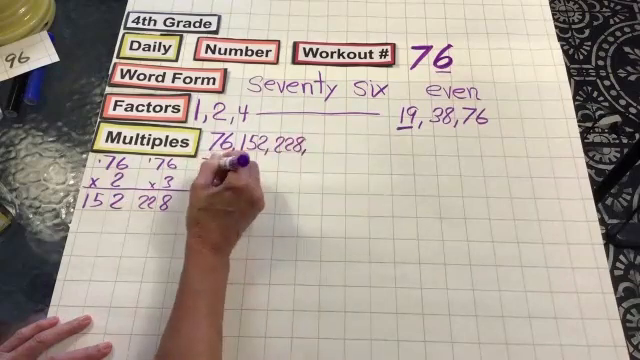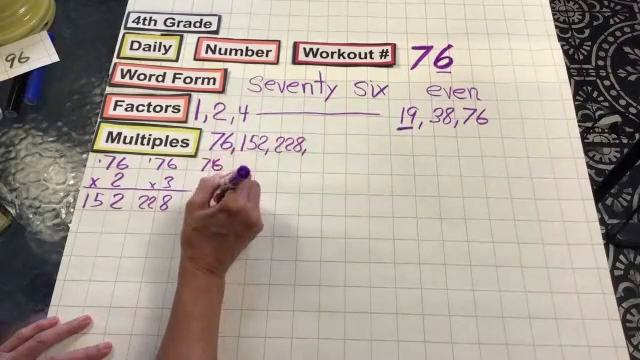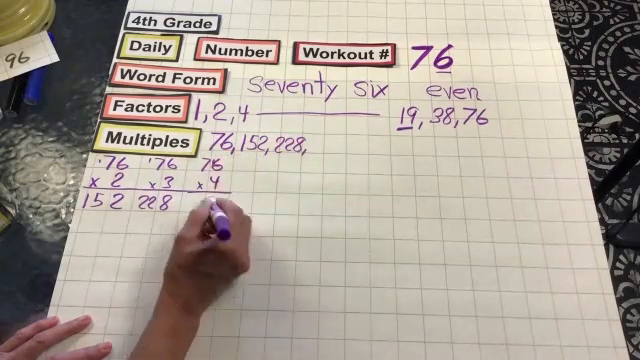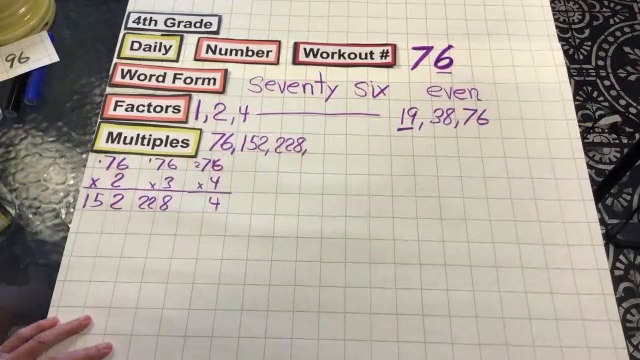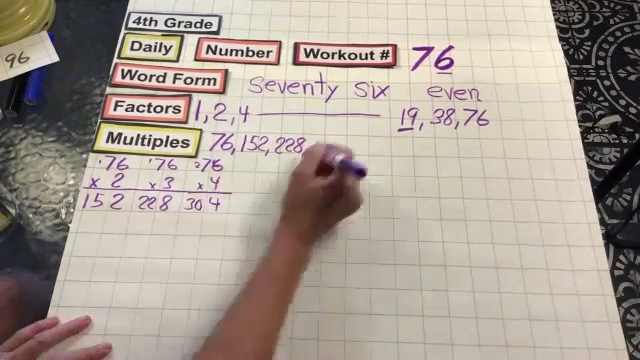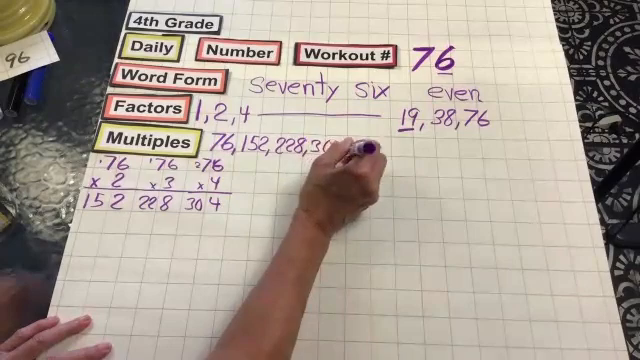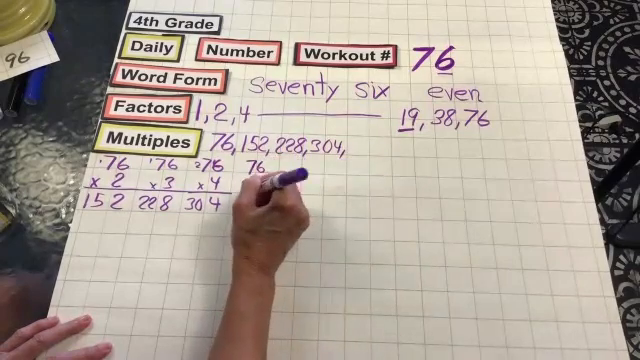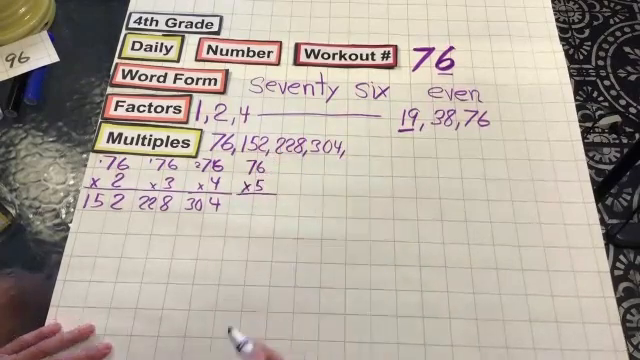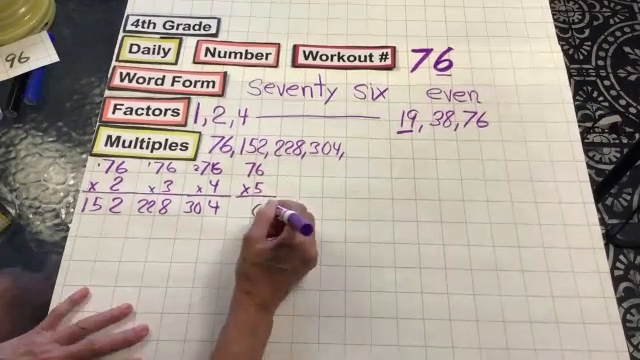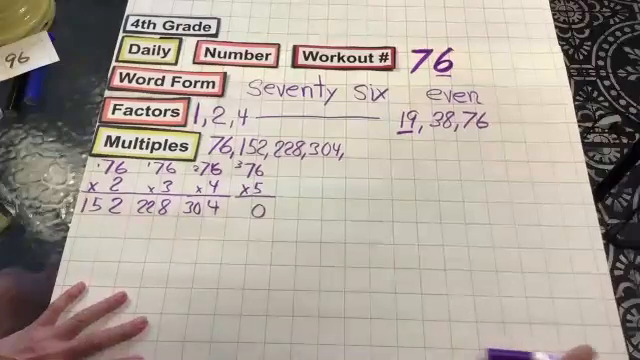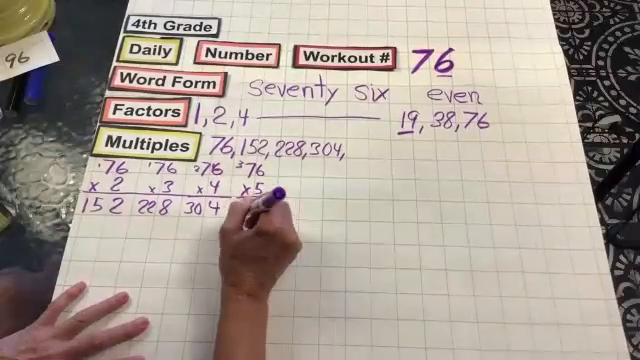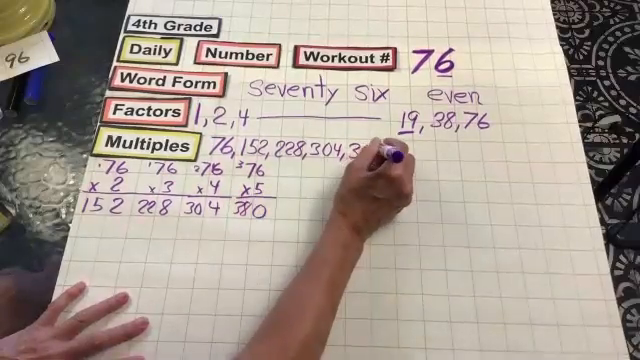228. 4 times 76. 4 times 6 is 24. Drop the 4, carry the 2. 4 times 7 is 28, plus 2 is 30. 304. 76 times 5. 5 times 6 is 30. Drop the 0, carry the 3. 5 times 7 is 35, plus 3 is 38. 380.